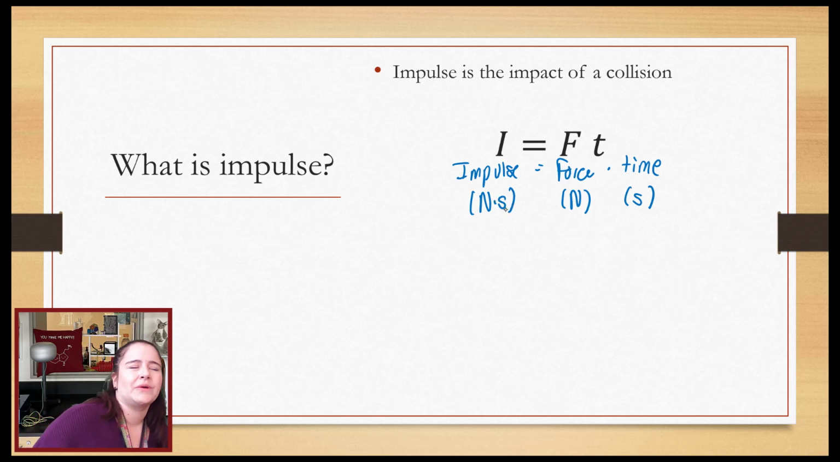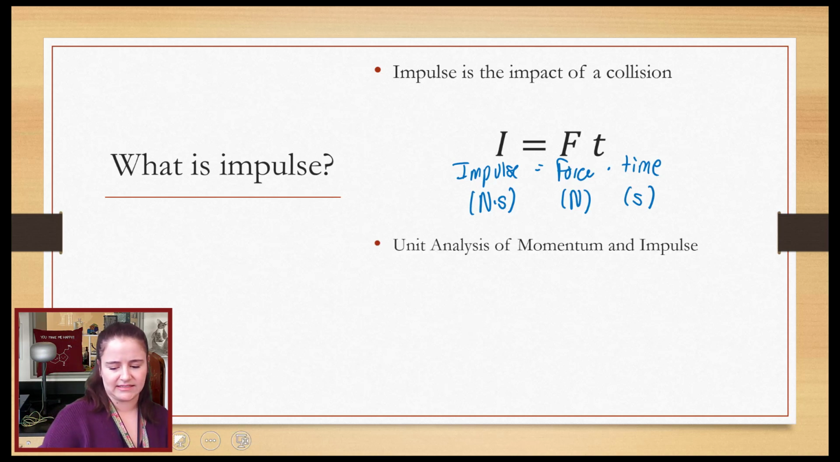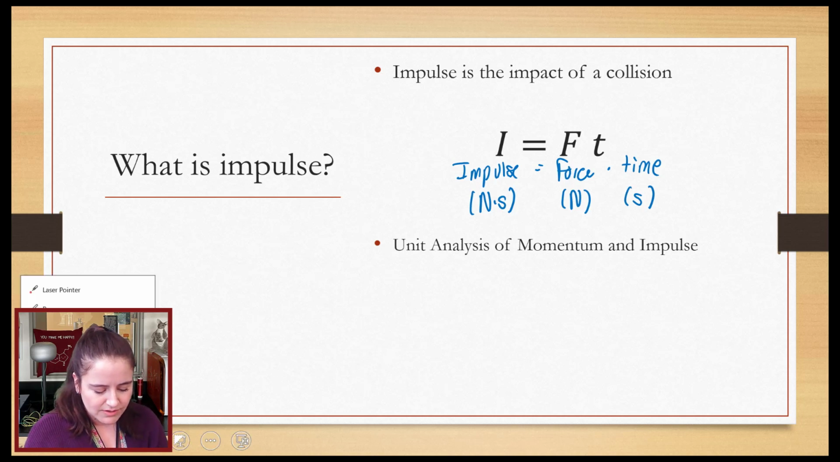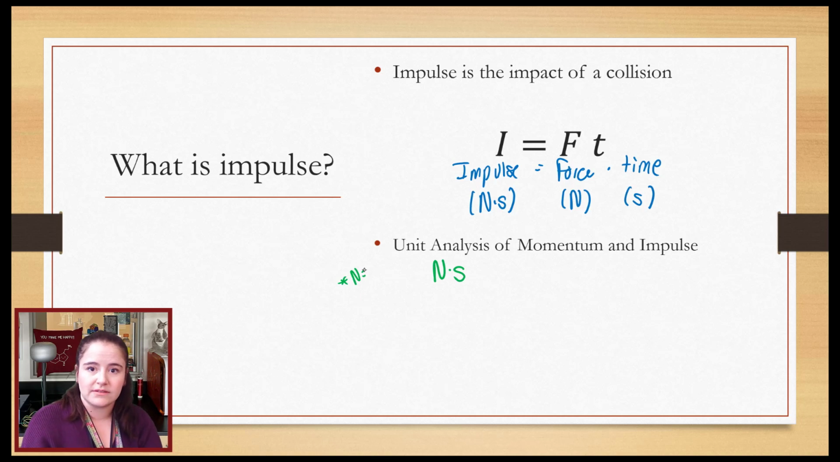And you might be wondering, well, if impulse is newton seconds, but we just said impulse equals change in momentum, and momentum is kilogram meters per second. Let's do a quick little unit analysis on that. So impulse is a newton second. Now, a newton, if you remember, is a unit of force, and force units are mass times acceleration. So a newton really means a kilogram, mass units, times meters per second squared, acceleration units.